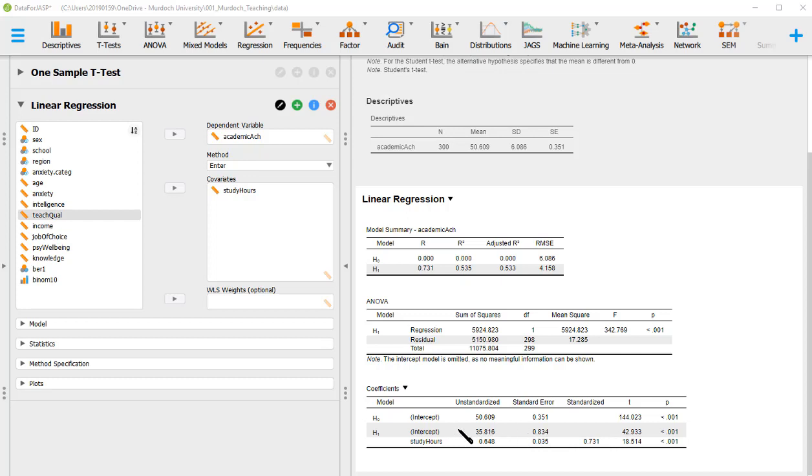Now remember also the intercept, 35.816, means the value of academic achievement that we expect for 0 hours of study. So if our hours of study is 0, then we expect that academic achievement will be 35.816. Then after that, for any hour we increase, we expect an increase of 0.648 points of academic achievement.